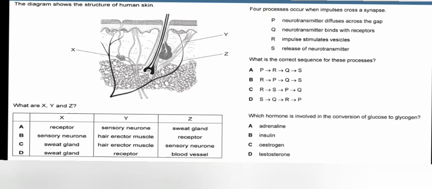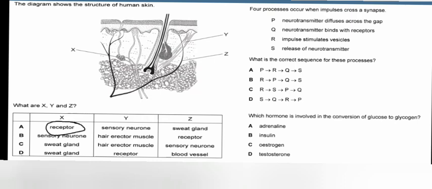Then part Y is called the erector muscle or erector muscles. Then as for Z, it is the sensory neuron. Now, we also have this term here. Before I rush to the question, we also have this term here which they are calling the receptor.